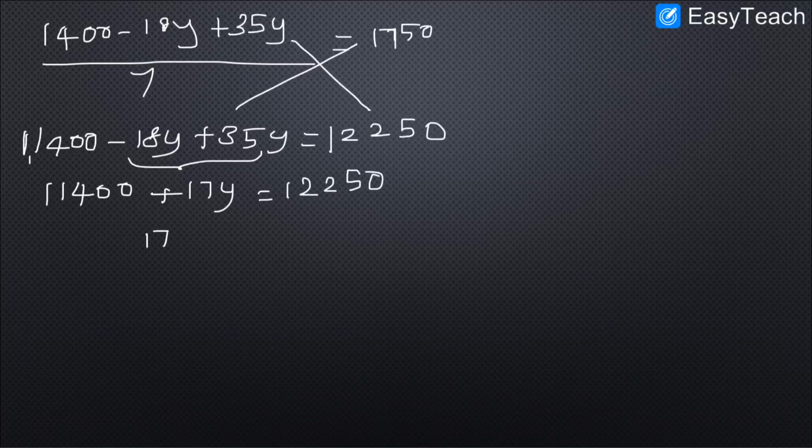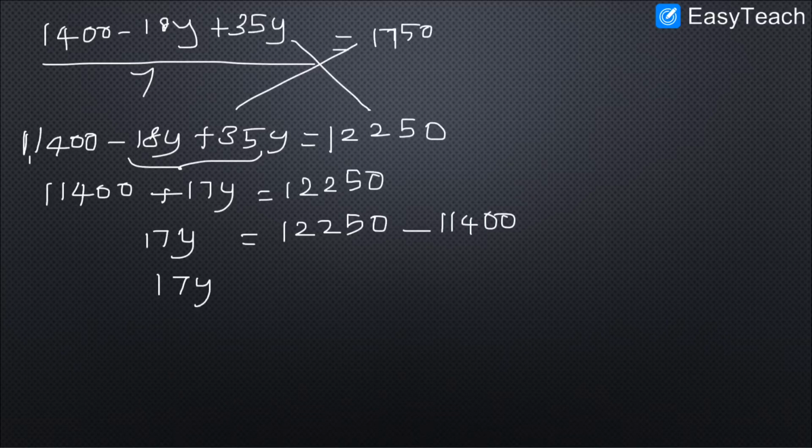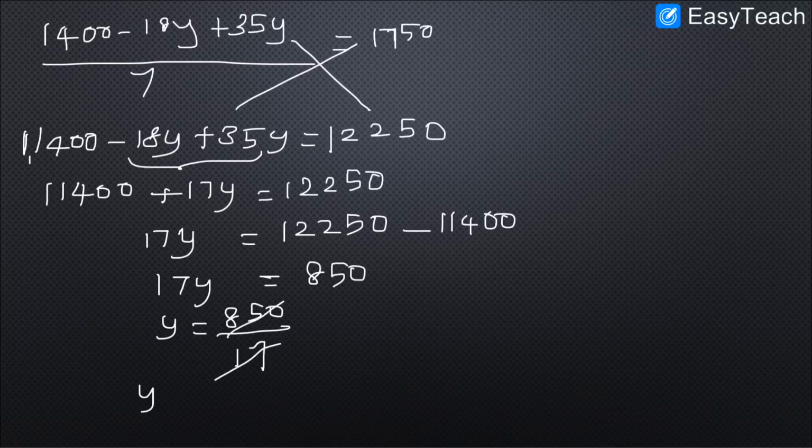I write it as it is, 17y equals 12,250 minus 11,400. So 17y equals 850. So y equals 850 divided by 17, which gives me 50.